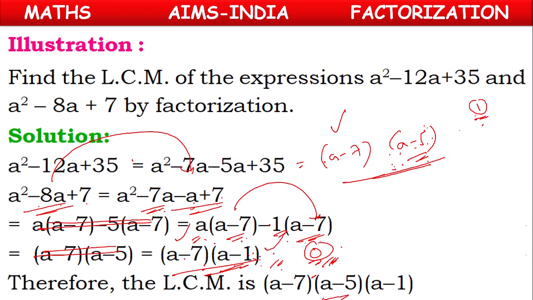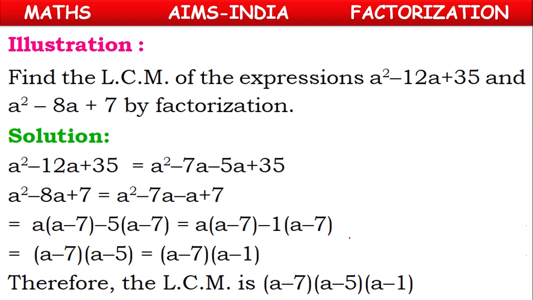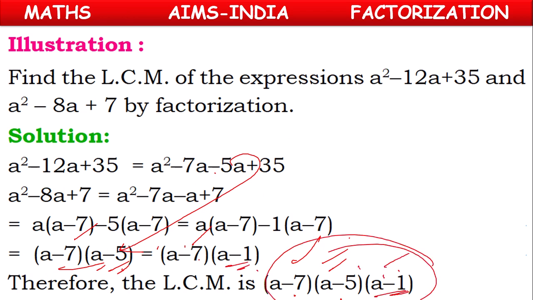Next, a minus 1. It is in the second polynomial, but it is not present in the first polynomial. Means in the first polynomial it is 0 times, in the second polynomial it is occurring 1 time. So that also we have to consider. So a minus 7 we have taken common. A minus 5 is in the first polynomial, that we have taken. A minus 1 is in the second polynomial, that we have taken. The product of all is called the LCM, the least common multiple of both the polynomials.